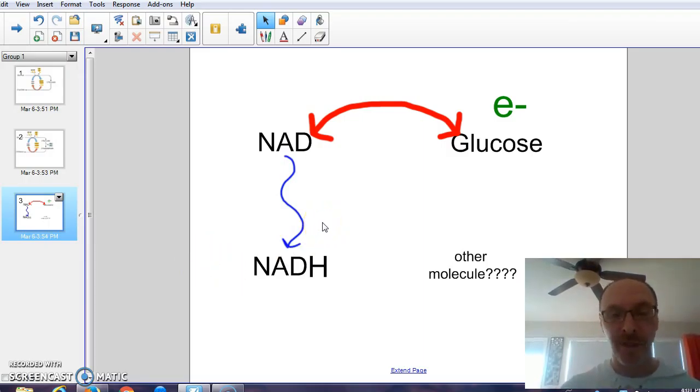Now, what's key in anaerobic respiration is what you see right here on the screen. Normally, in glycolysis, glucose will give up electrons to NAD. And that's a normal part of glycolysis. That's the way in which energy is extracted from the sugar, from the glucose. When NAD gets the electron or electrons from glucose, it becomes this molecule right here, NADH.